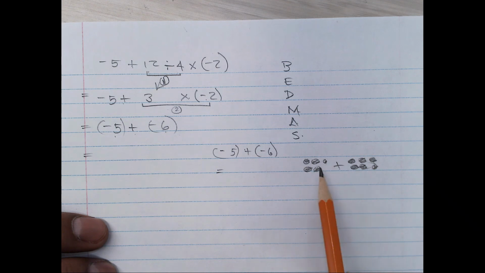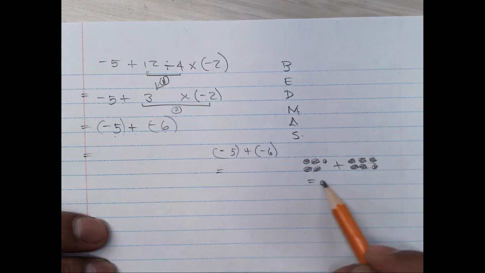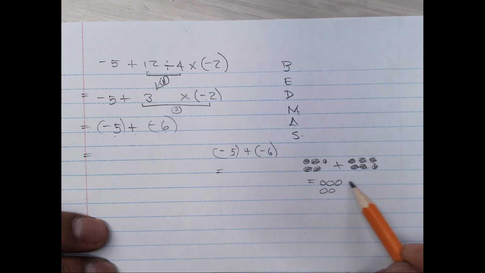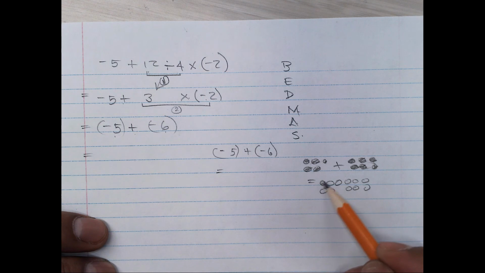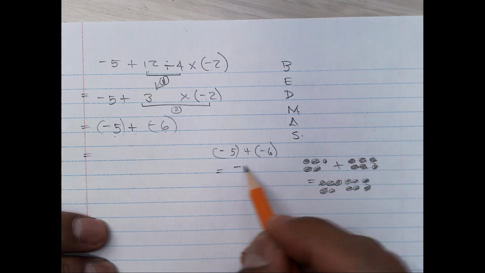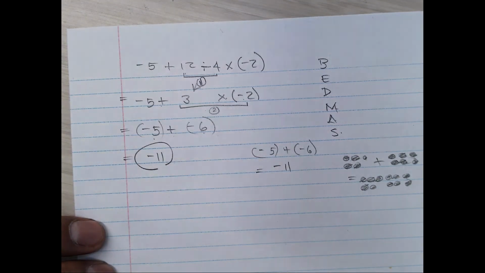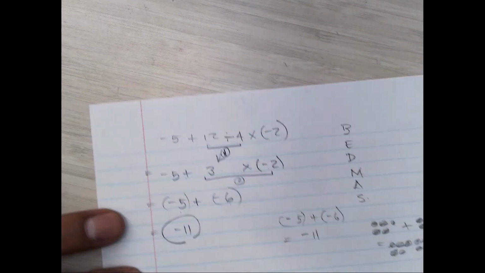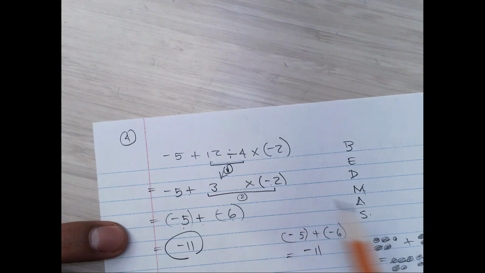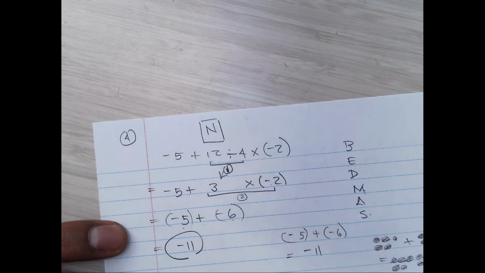If there were any zero pairs here, then I could cancel them out, but there aren't any, so these are all the same chips, and in the end, you're really just adding these up. And in total, you're going to have 11 chips that are negative. And so that's our final answer for that, negative 11. Okay, again, this is from your assignment. This is question number 4, letter N in the box.